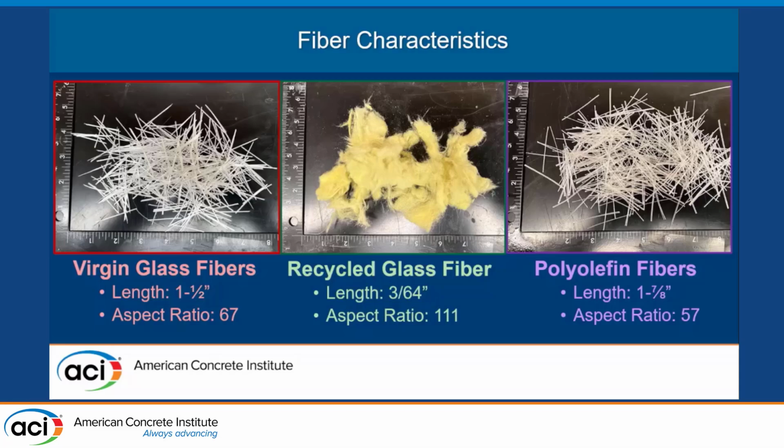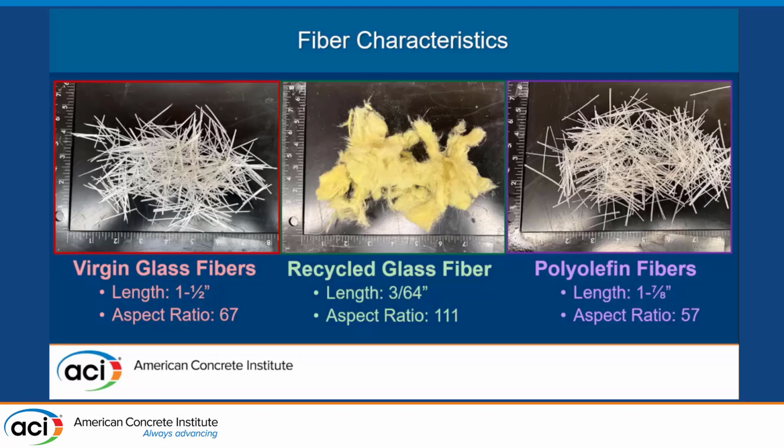We used virgin glass fibers, which were about 1.5 inches, so more macro. The recycled fibers were about 1 millimeter each. And then you're probably looking at this and saying that's not 1 millimeter. When you zoom in, they turn into 1 millimeter in length. This is them clumped up right now because this is wool insulation. And then we also looked at polyfin fibers, which were about 2 inches.